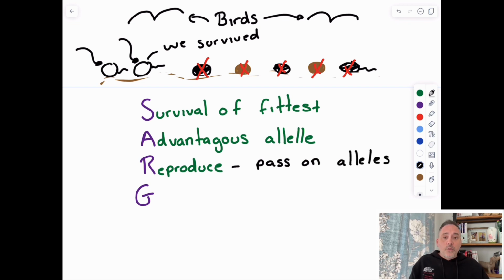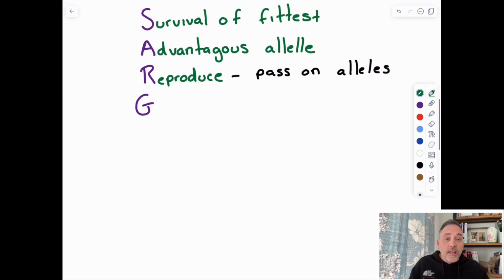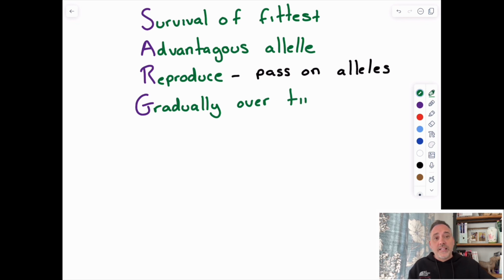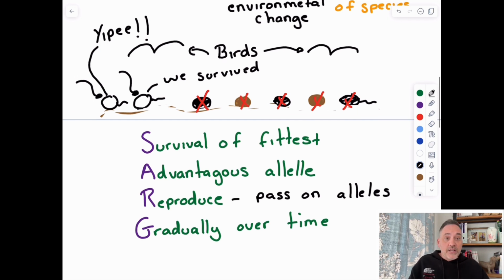Because of that, what will then happen? They will reproduce and pass on their alleles to their offspring. Their offspring eventually will reproduce and pass on their alleles to their offspring. And the final letter is G for gradually over time. This process of natural selection isn't an overnight process. Gradually over time, you'll start to see the frequency of the white allele increasing and the frequency of the brown and black allele decreasing, to where at some point you might end up with only white mice. And that will be the next step in evolution for these mice.